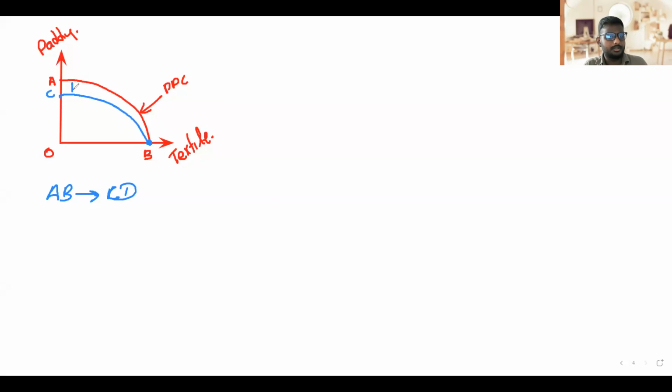So here you can see there's a drop in the PPC. The PPC is shifting in, but only on the paddy side, whereas on the textile side, the highest amount is still the same. So as a result of a drop in usable farmland, the PPC only shifts on the paddy side, leading to PPC AB shifting inside and becoming PPC CB. Is that clear?